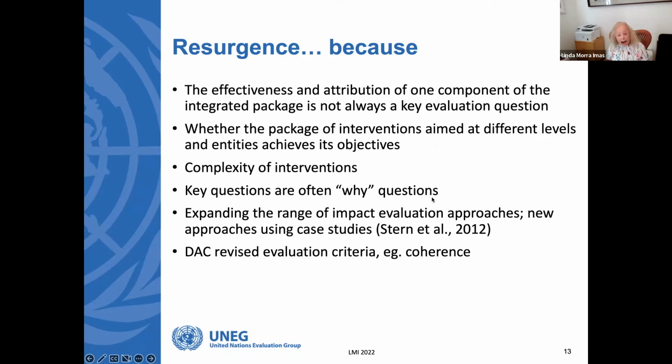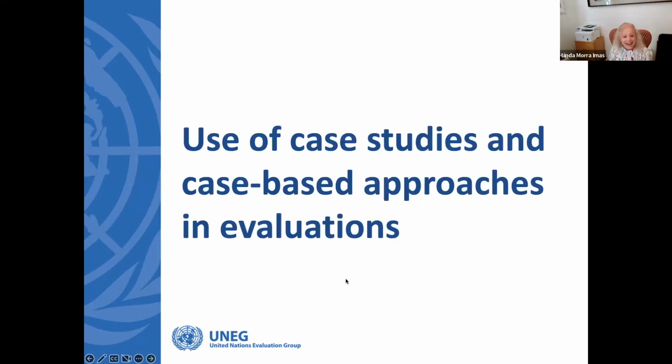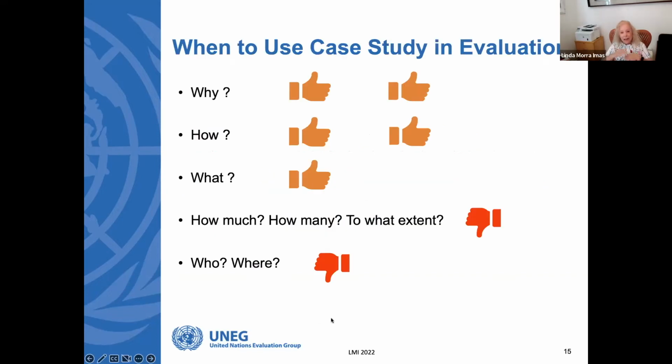Okay, and so I think I've talked about this. The why questions are so important, and case studies are just excellent at answering why questions. And I've talked about the DAC criterion of coherence that also supports the use of case studies, because that's how you get at it. All right, so we're going to talk more about this in case-based approaches. So this is case study, but also think case-based.